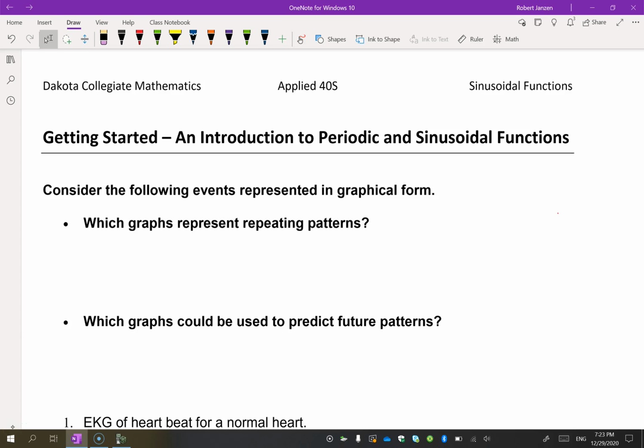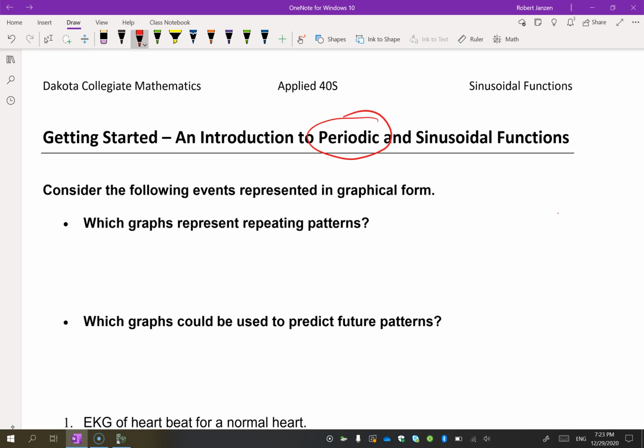So this is the start of the last unit. We're going to be talking about sinusoidal functions. Before we do that, we're going to introduce this by talking about what a periodic function is. A periodic function is something that repeats over and over again.